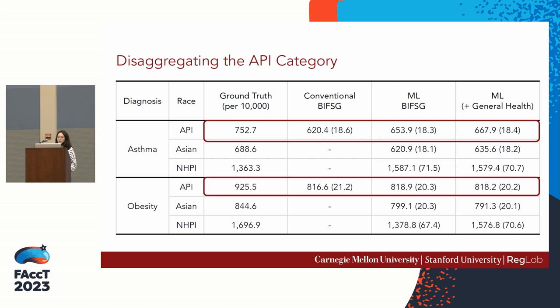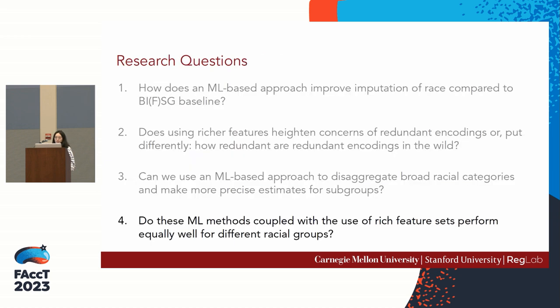However, because conventional BIFSG method relies on API priors provided by the census, it's unable to break down this API category further. However, because we have the ground truth labels for those 2 groups, we can build machine learning models to predict directly for them, and they do produce more precise estimates.